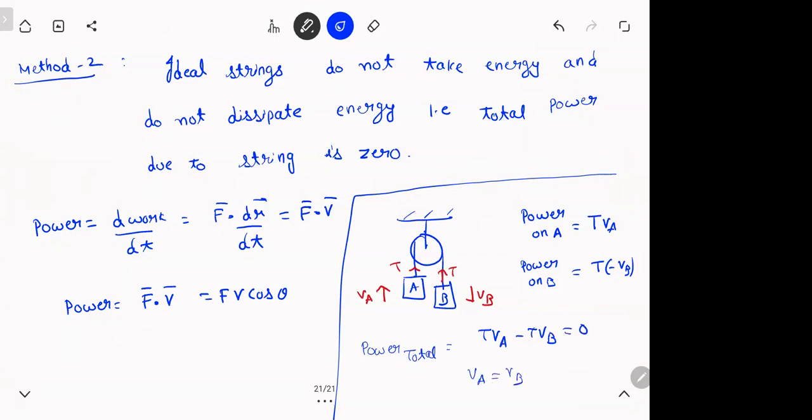If A is going up, B will come down by the same distance. Why didn't I get the minus sign? Because I already assumed B is going down, so that minus sign is taken care of there. Getting it? Put it down. Let me show you a few more examples. Then you understand how it works.